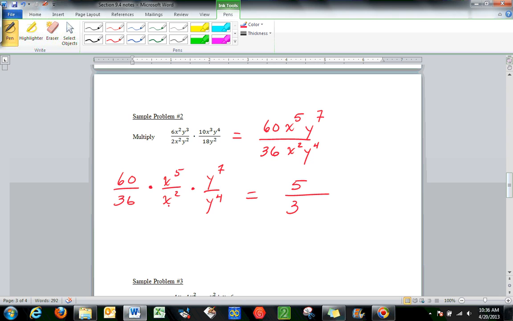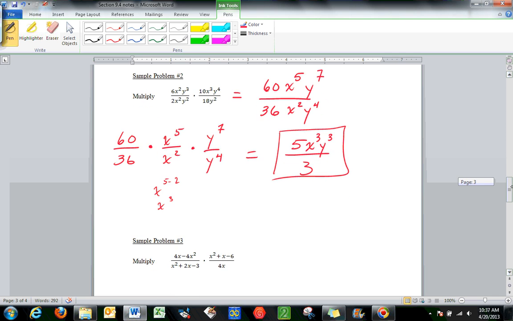Since I had x to the 5th over x squared, that's going to give me 5 minus 2, which is going to give me x to the 3rd on the top. And you can see that there's 3 more x's on top than there are on bottom. And then the same thing happens with the y's. There's 3 more y's on top than there are on bottom. So that's y to the 3rd on top. And so now we've simplified each of the expressions. And so if you want to rewrite this so that it looks a little bit more like a normal fraction, you can move that. And that is your simplified rational expression. And so exponent properties come in very handy here. Let's go ahead and take a look at the next sample problem.